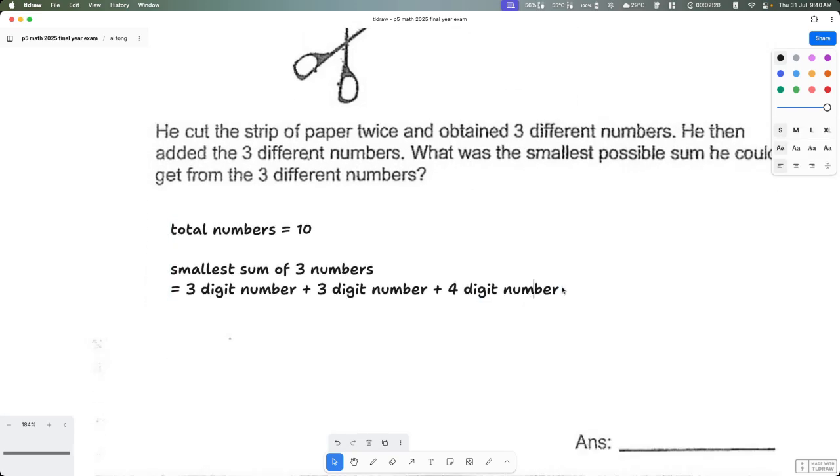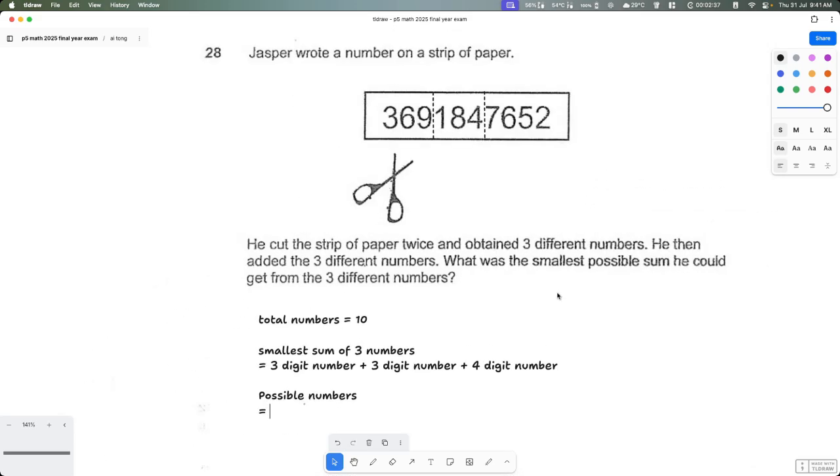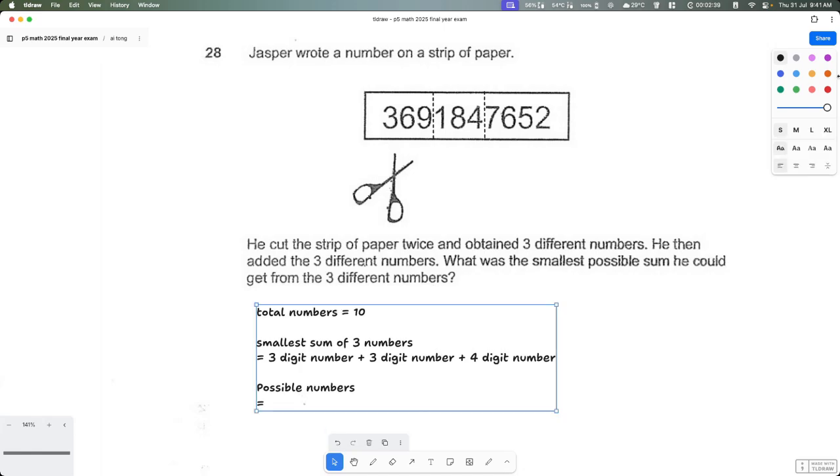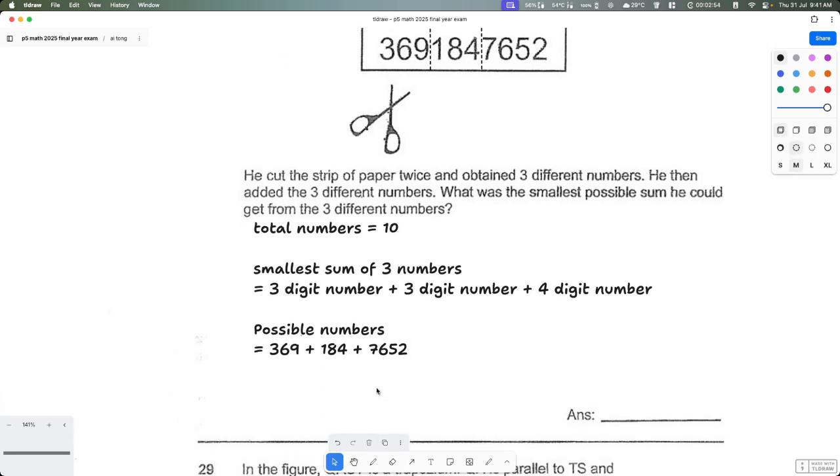So I'll just write here possible numbers is equal to, so in this case, let me zoom out a bit, right? Make this bigger. So this is 369 plus 184 plus 7,652. Okay, let's try another one.